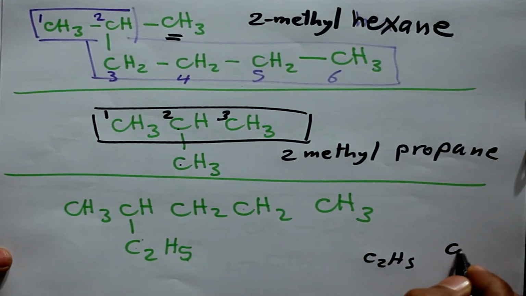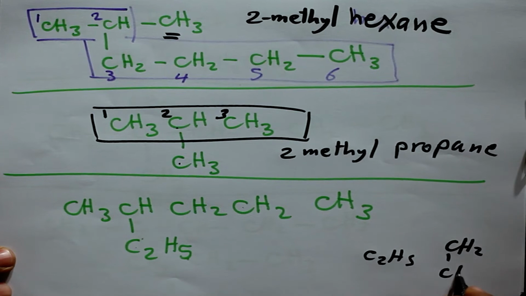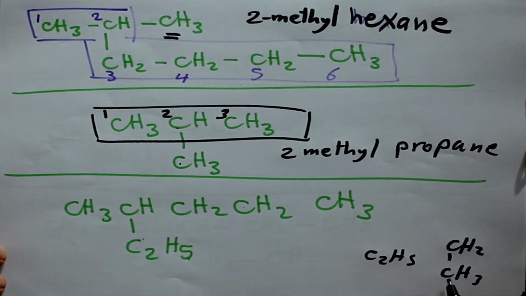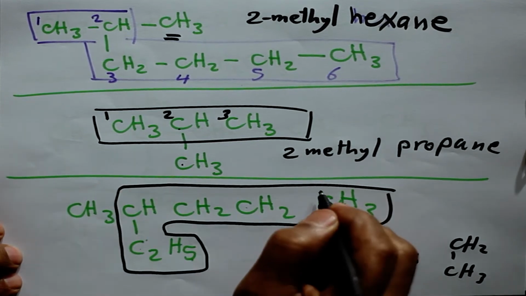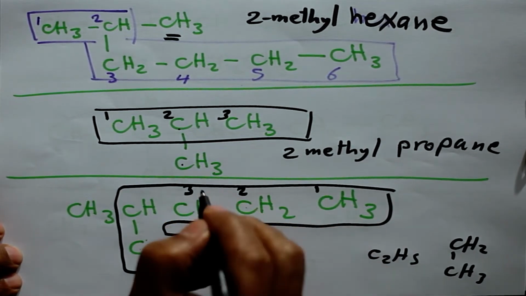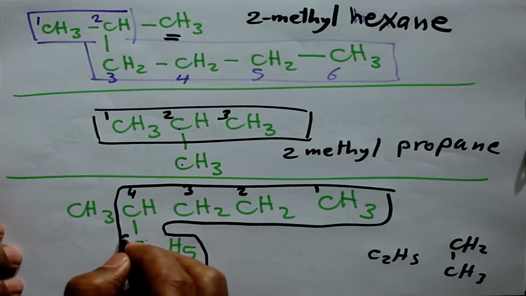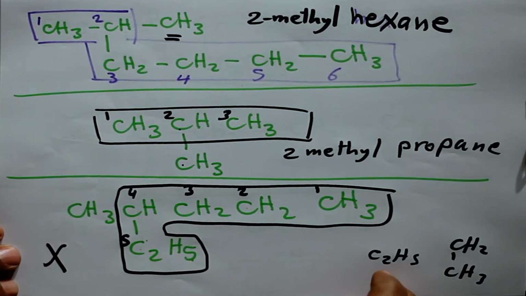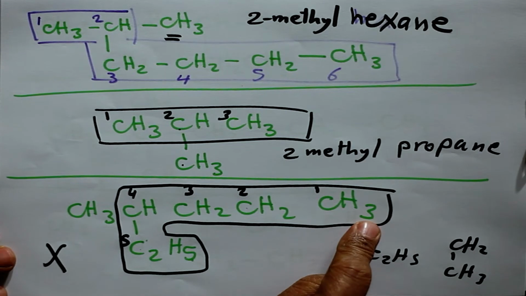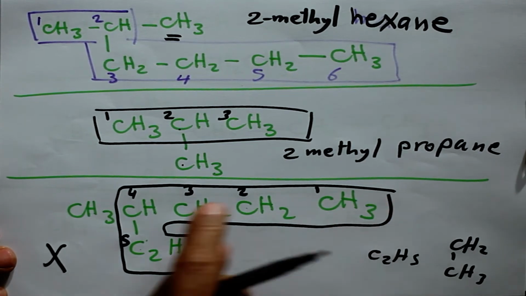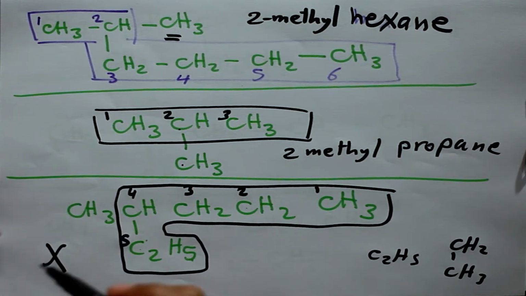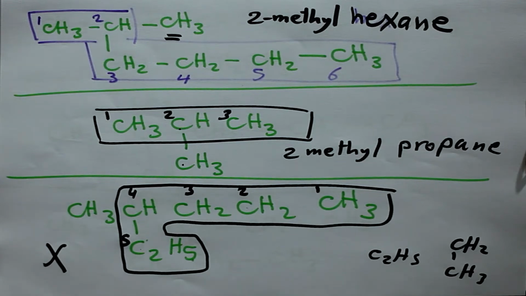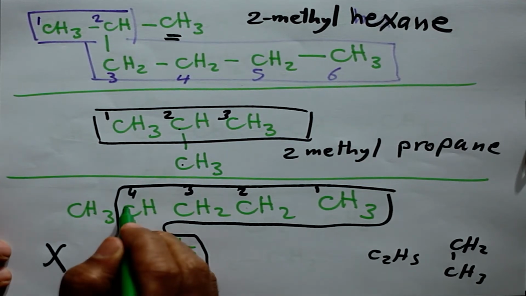C2H5 means CH2, CH3, so we will increase the chain. We get this chain: 1, 2, 3, 4, 5. Wrong. Why wrong? Because we started from the far end from the branch. We must number from the nearest end of the chain. The nearest end: 1, 2, 3.